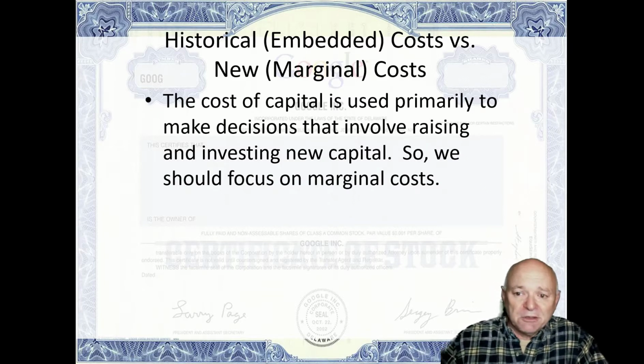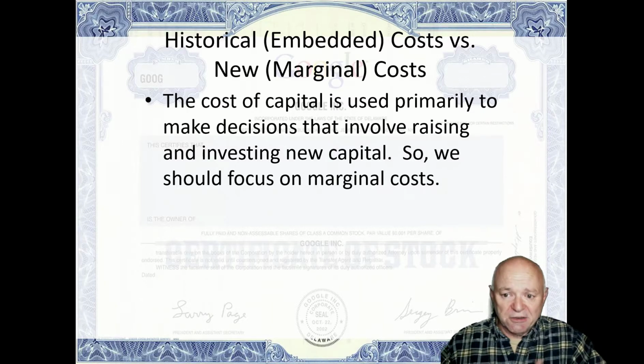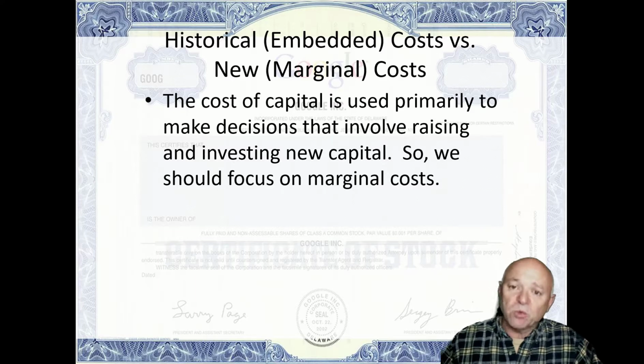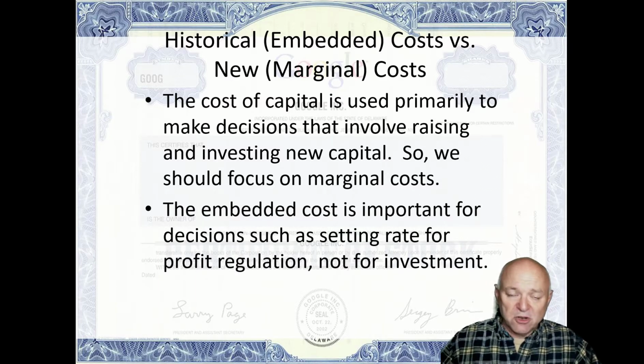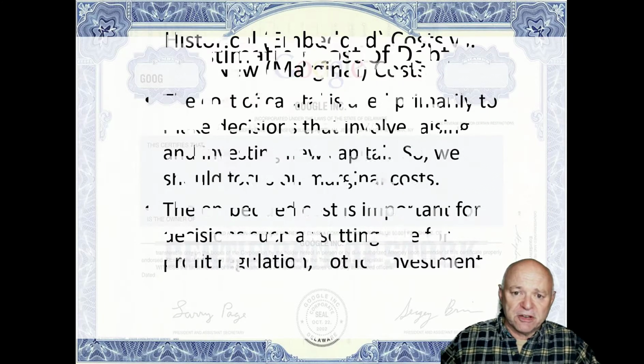So cost of capital is used to make decisions about the future, about raising and investing new capital. So we should always focus on the marginal costs. The embedded cost or the average cost is important when we're doing things like looking at regulation of businesses and seeing what the average cost is going to be, but it's not part of our investment strategy.